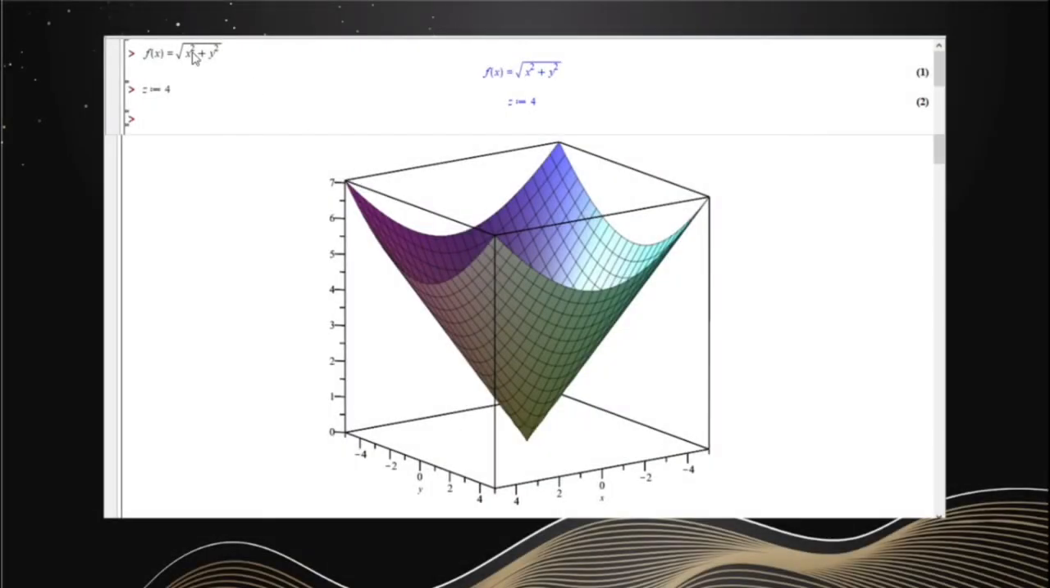Plotting the equation into Maple, we first let f(x) equal the square root of x squared plus y squared, and then we run it. Then this is the equation of the plane, which is z equals 4, and then we run it. And now we plot the graph of the surface.